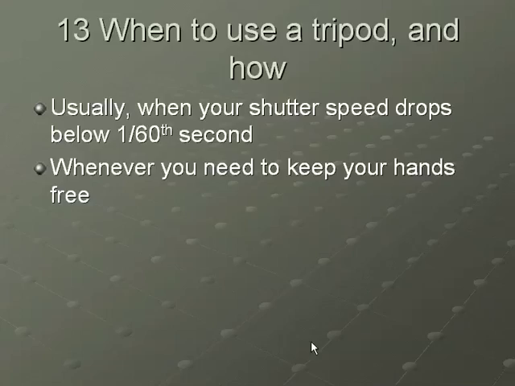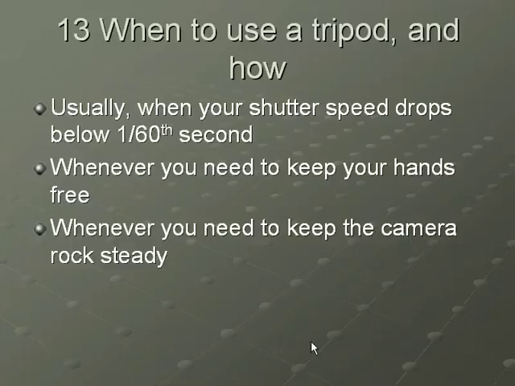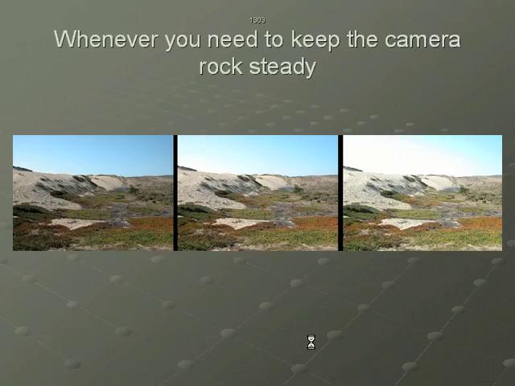Finally, you want to use a tripod whenever you need to keep the camera rock steady. One of those instances would be when you need to bracket an exposure so that you can put those bracketed layers one above another in exact register inside of Photoshop to extend the range of the picture. And I'll show you how to do that later in these lessons.